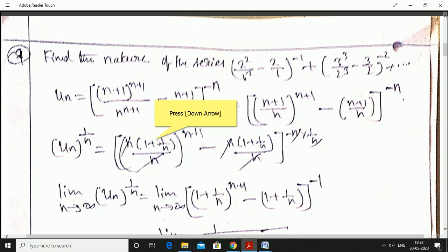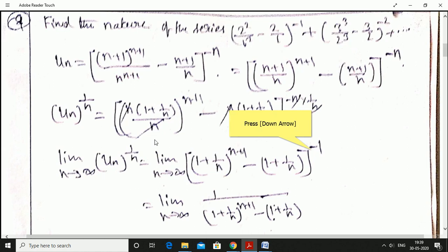Un to the power of 1 by n is equal to, here, n to the power of 1 by n gets cancelled, and in this term we have taken n outside: n into (1 plus 1 by n) divided by n, whole power n plus 1, minus, here also we have taken n outside in the numerator, n into (1 plus 1 by n) divided by n gets cancelled. Here also minus n whole power into 1 by n, 1 by n cancelled. Limit as n tends to infinity, un to the power of 1 by n is equal to limit as n tends to infinity. What remains here is (1 plus 1 by n) power n plus 1 minus (1 plus 1 by n) whole power minus 1.